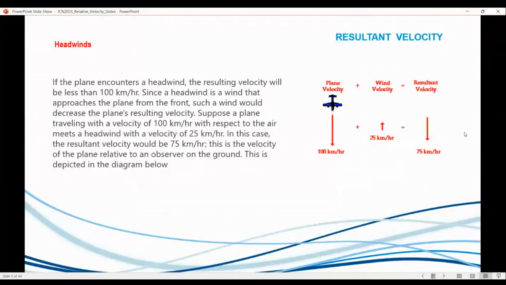This one is quite easy. If we now had a headwind, so the wind approaching the front of the plane, obviously the velocity will decrease in this case. If you have a headwind, the plane won't travel as fast. I'm sure you've all experienced this when you walk against the wind, and you can feel you're going a bit slower. In this case, we take 100 minus 25, and we get 75 kilometers per hour. So again, an observer on the ground will see 75 kilometers per hour.